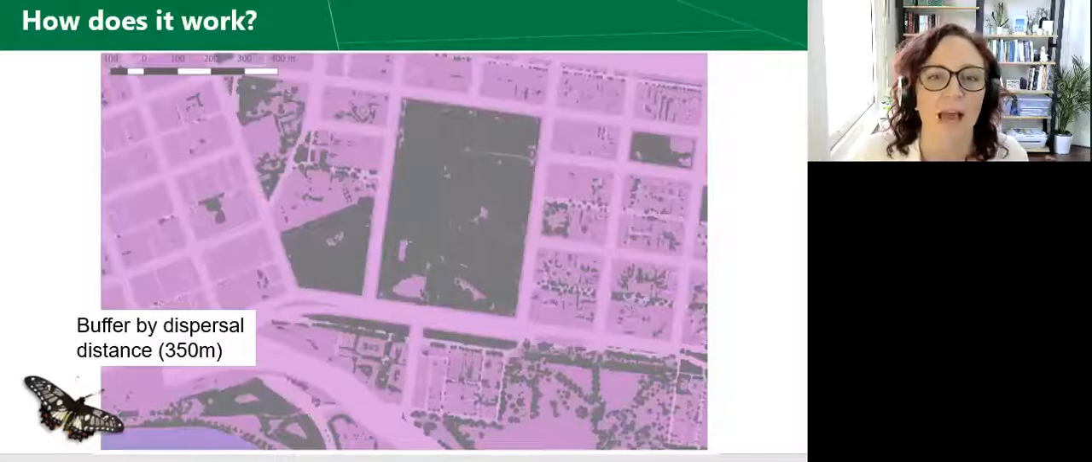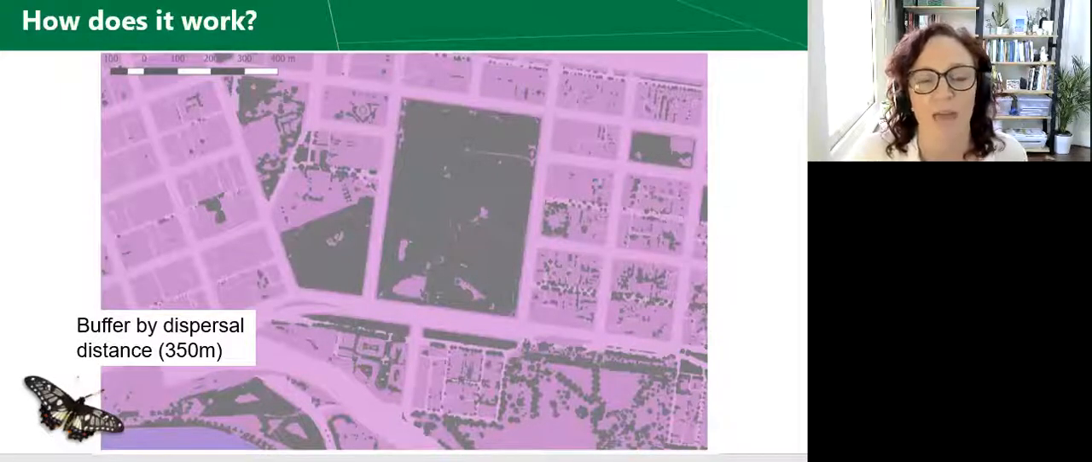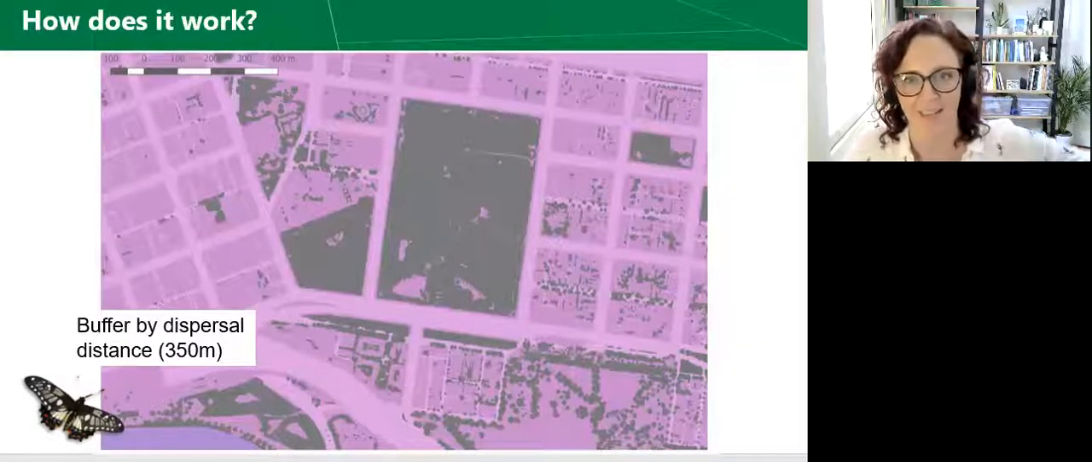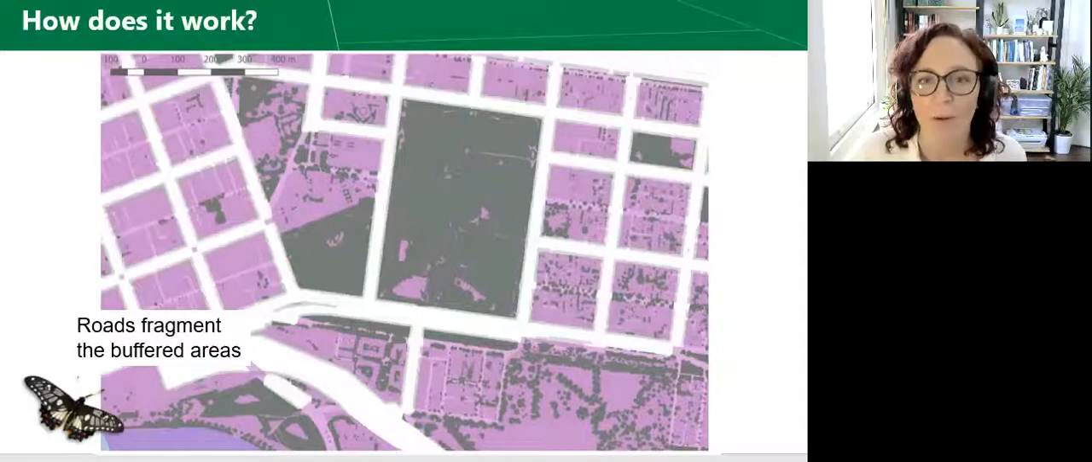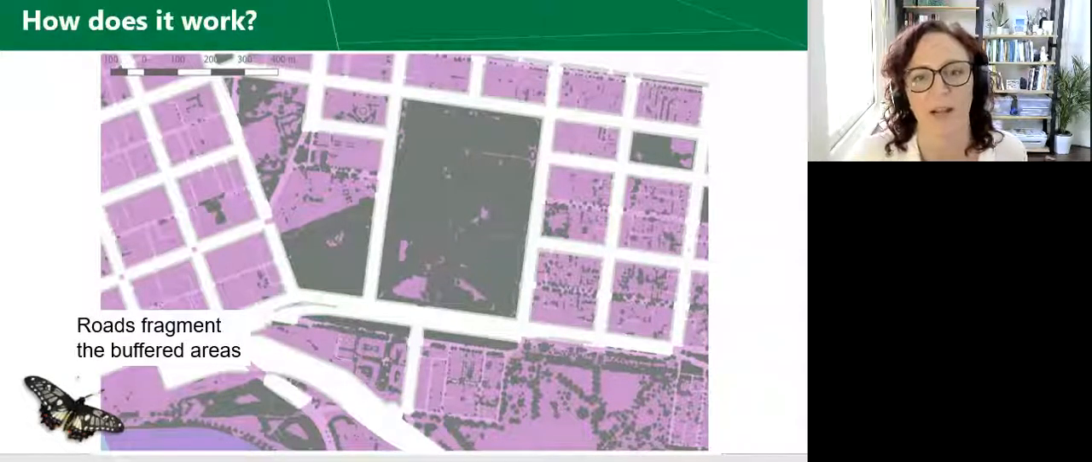And then we asked, well, which of those habitat patches are connected in terms of the animal's movement capability? So in this case, we asked which of those habitat patches are within 350 meters of each other. And we buffered those patches by that distance threshold. And that's what you can see here. However, roads are potential barriers to movement, and they also fragment our landscape considerably, especially in urban spaces. And so roads fragment those buffered areas and create this fragmentation geometry.